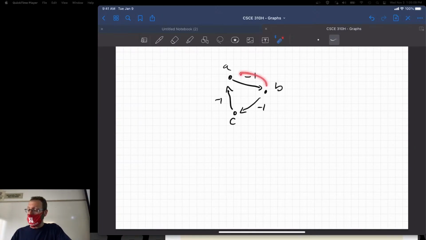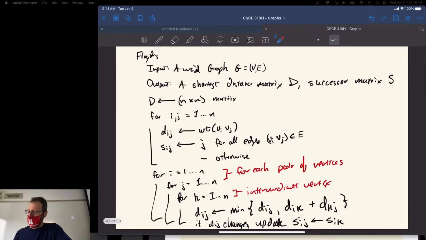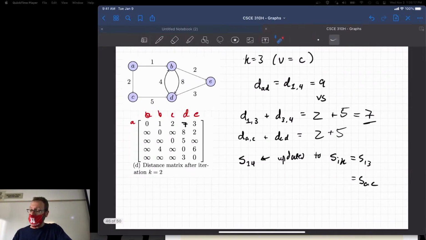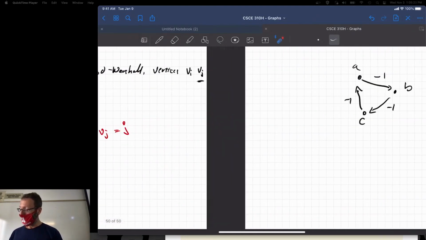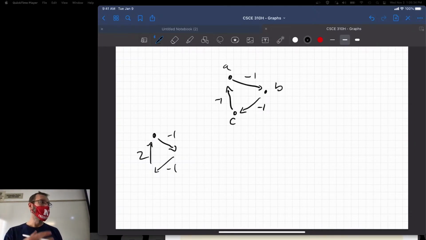So you could potentially detect this. How? By checking to see if the weight is less than 0? The weight could still be less than 0 and you wouldn't have a problem. For example, here's another example: -1, -1, but then this is 2. Is there a negatively weighted cycle? Nope. So it doesn't buy me anything to go around this infinitely. It's always going to be 0.